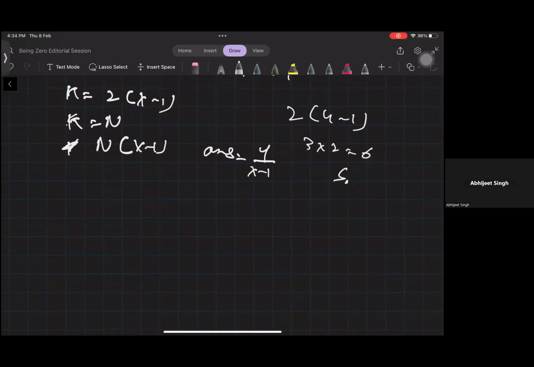So yeah, we're done. And about the time complexity, as we are using a mathematical formula, the time complexity is O(1) for each test case, and the space complexity is also O(1).